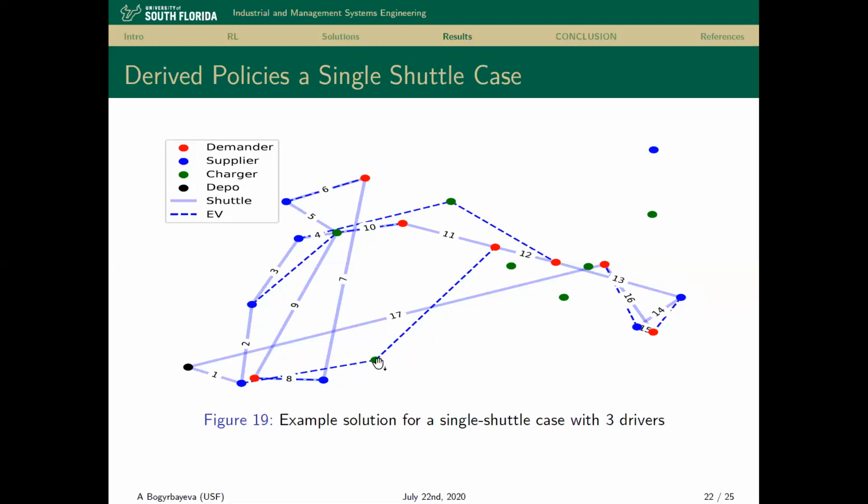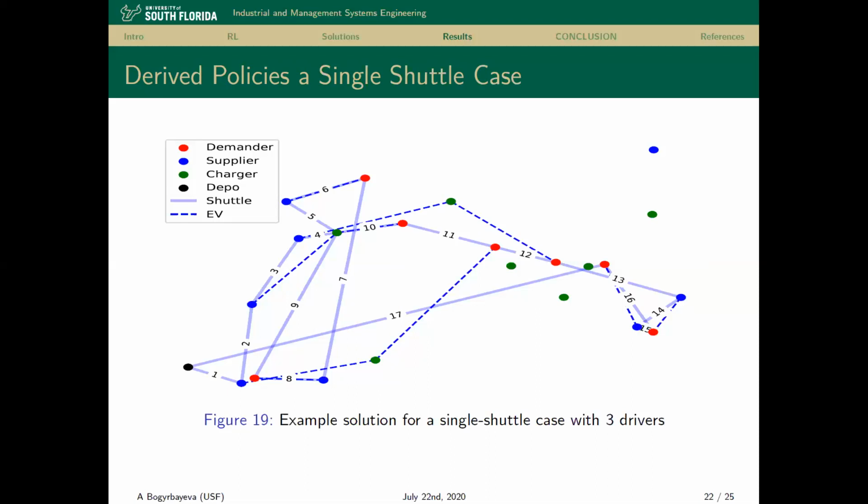This kind of solution is currently not available in existing heuristic solutions. At the same time, the same RL allows us, for instance, if this EV is taken by the driver to this charging station, for the shuttle to immediately pick up that driver and continue its journey. So it allows both cases: the driver waiting with the EV to charge, or the driver being picked up and the EV charging on its own.